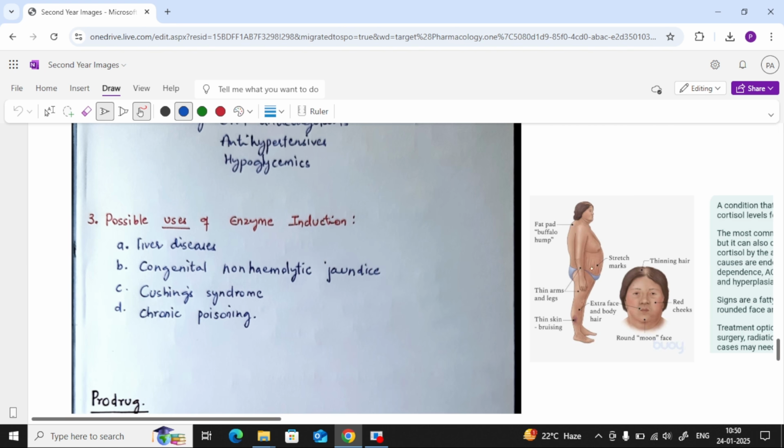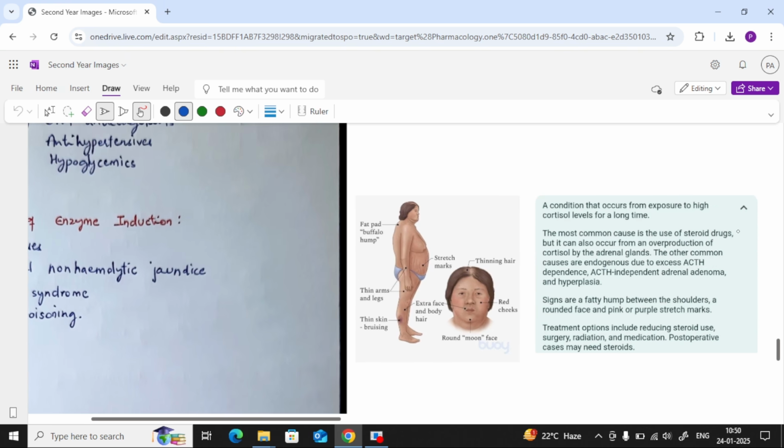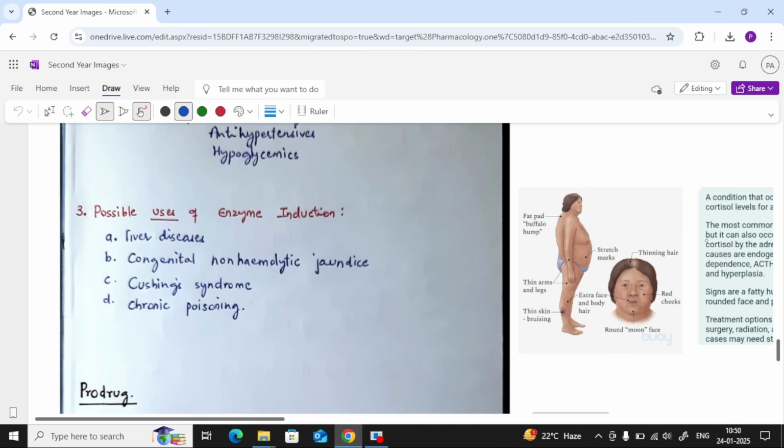Cushing's syndrome, as you can see in this image, this is Cushing's syndrome. The main cause of this syndrome is steroid drugs. So if the person is taking more steroid drugs, this can lead to this syndrome. So if you want these drugs to be metabolized faster, or in chronic poisoning, if you want the poison to be metabolized faster, these enzyme inducers can help.